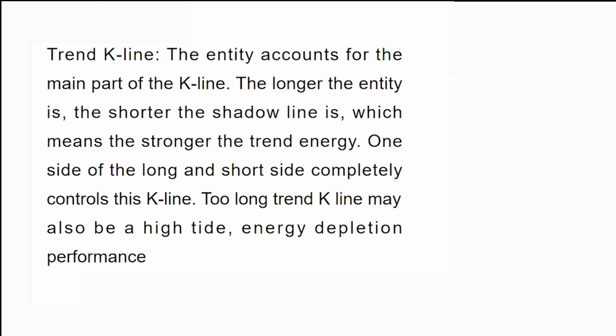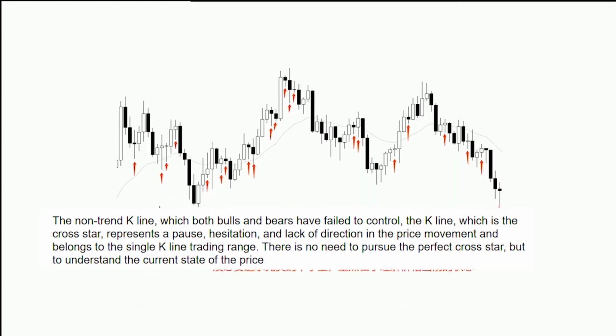You don't have to pursue the perfect form of expression or find a perfect K-line. It is not conducive to your actual trading. The red arrows are all the non-trend K-lines that I've labeled, and we can look at the cross stars briefly. This is the same as saying that there is some entity, but in our analysis system it is also called the cross star. Including this one, it has some entity, but the shadow is the main part.